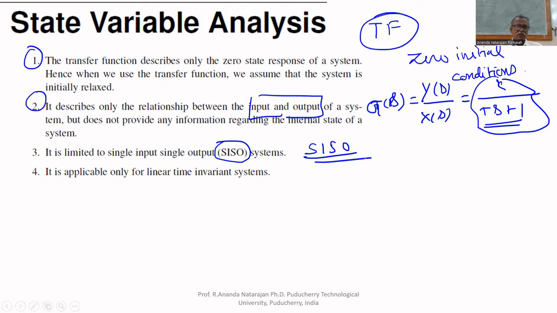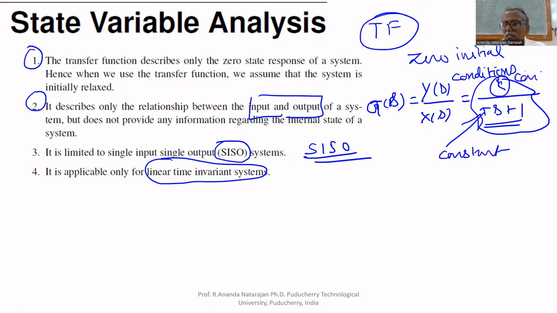That is the drawback. And it is applicable only for time invariant systems. Here tau is constant and K is constant. If you assume like that, then only you can find the transfer function. So it is time invariant, it is not time variable. So these are the drawbacks with the transfer function model.